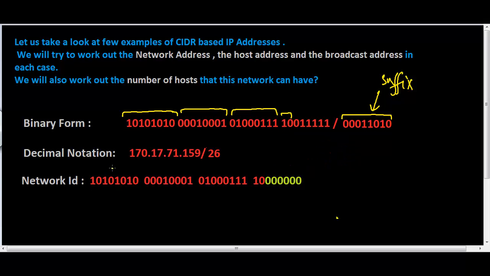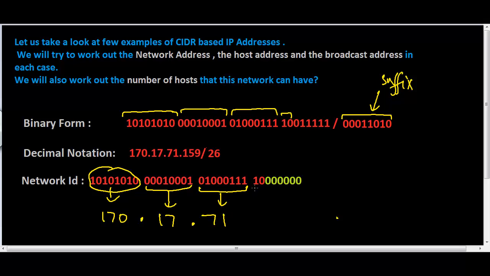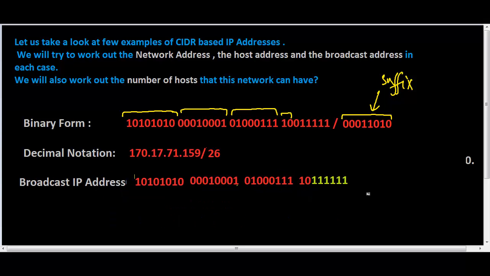So when we convert these 8 bits, they should come out to be 170, these 8 would be equal to 17, these 8 would be equal to 71, and these 8, when we convert with the host bits set to 0, as you can see, comes out to be 128. So this is going to be our network ID.